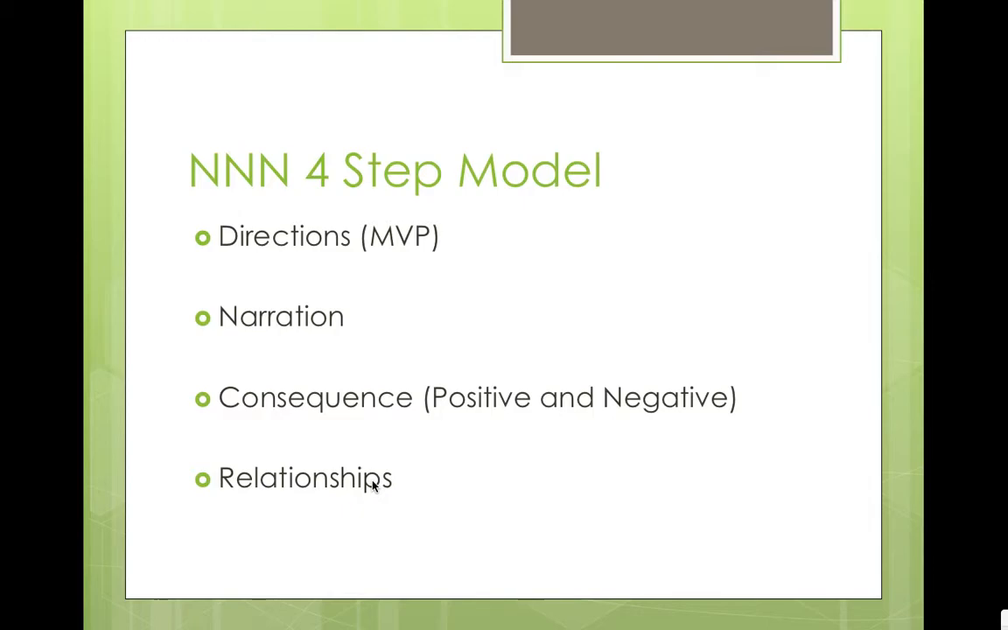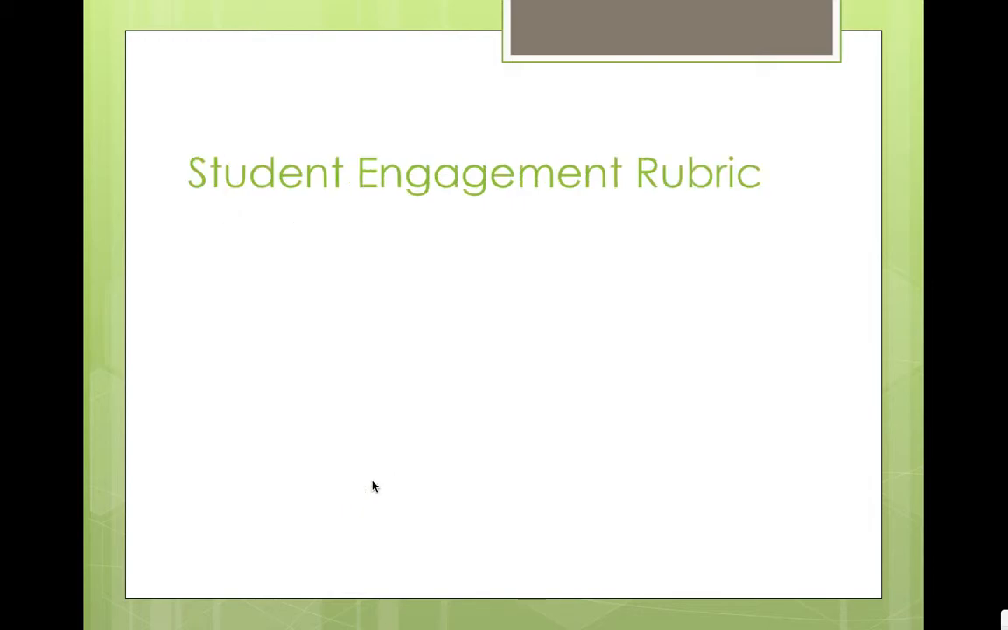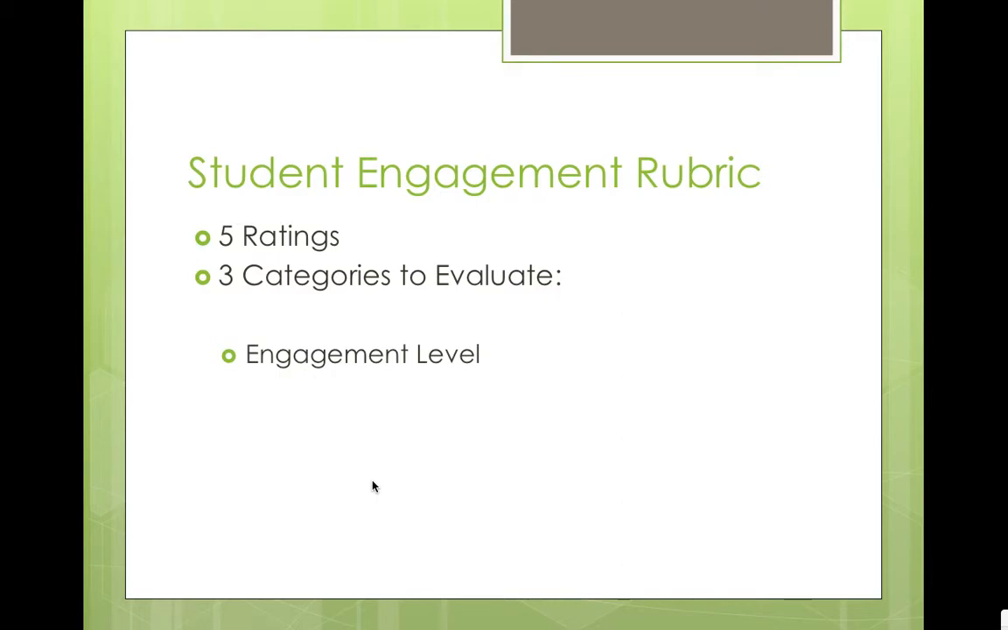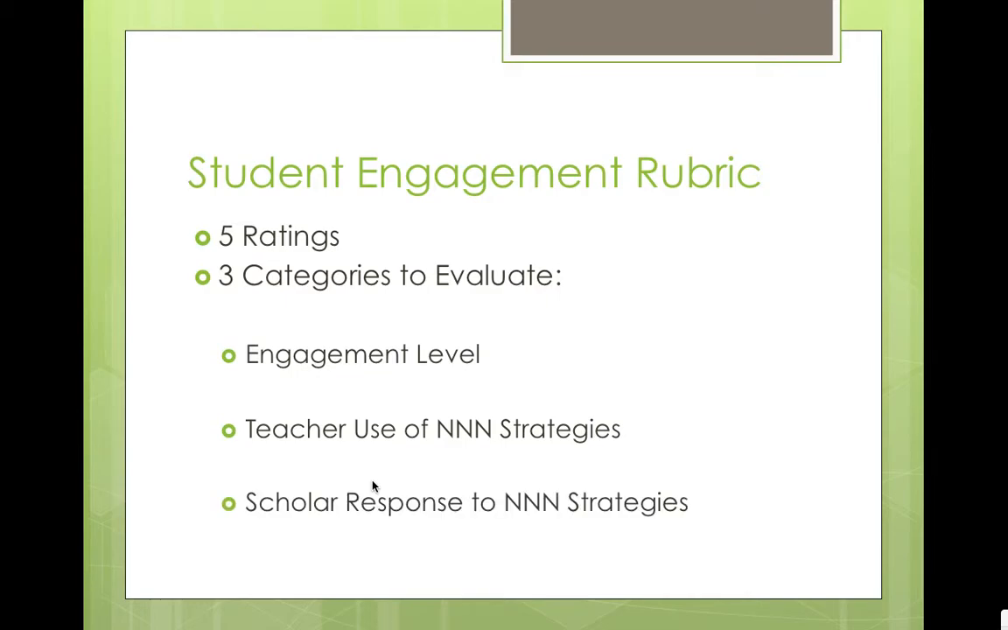The first thing we are going to talk about is the Student Engagement Rubric. We are going to use this rubric to see where our teachers fit. Ranson IB Middle School has a goal for the 2015-2016 school year of having 100% of teachers rated on task according to the Student Engagement Rubric. The Student Engagement Rubric has 5 overall ratings with 3 categories within each rating that we will evaluate. We are going to look at the overall classroom engagement level, the teacher use of the no-nonsense nurture strategies, and the scholar responses to the no-nonsense nurture strategies.